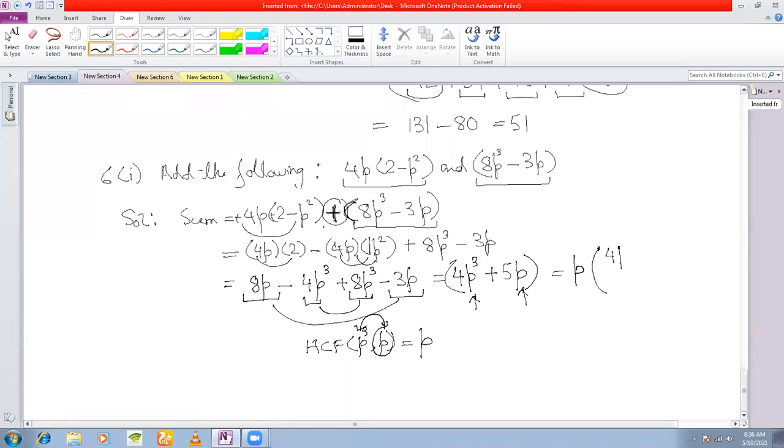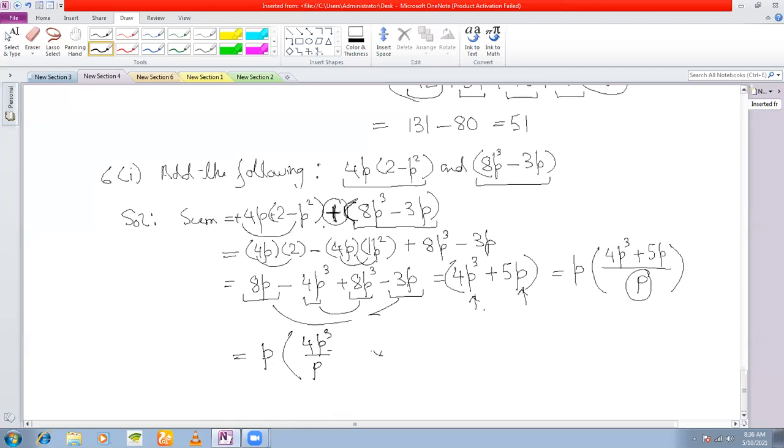4p cube plus 5p, this expression, since I'm taking p out, has to be divided by p, right? When I am taking something out, I need to divide the expression also by that number. Yes, sir. Okay. So now what we can do here is separate: 4p cube divided by p, because you have the denominator p and they have a plus sign here, so you give a plus sign here. 5p divided by p. You can simply separate, isn't it?